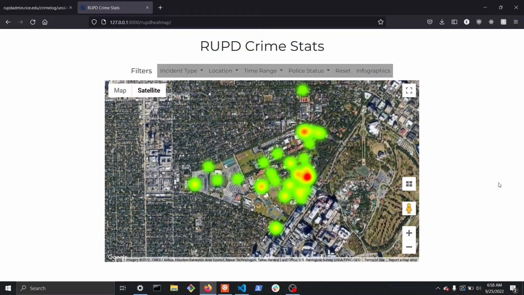Hello, our project is an RUPD incident crime stat visualizer. We made this using Python, JavaScript, and a few frameworks such as Django and Pandas. We're entering for the security track and the data science challenge.